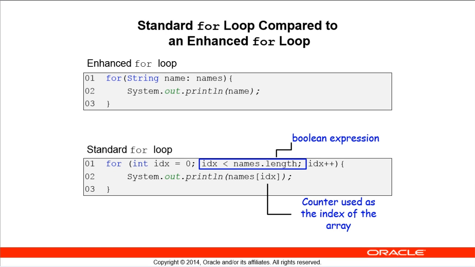The standard for loop example uses a counter, idx, which is declared and initialized to 0. A Boolean expression compares idx with the length of the names array. If idx is less than names.length, the code block is executed. idx is incremented by 1 at the end of each code block. Note that inside the code block, idx is used as the array index as demonstrated on line 2. The output for each example will be the same.